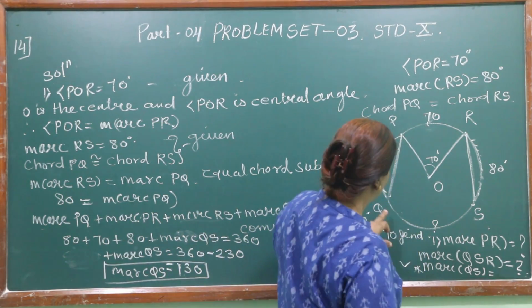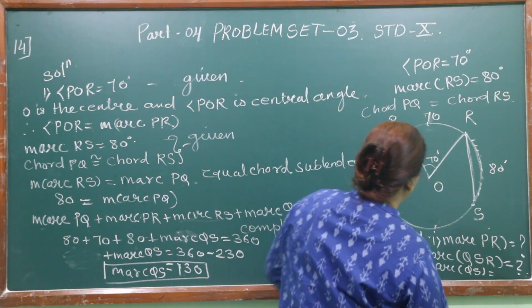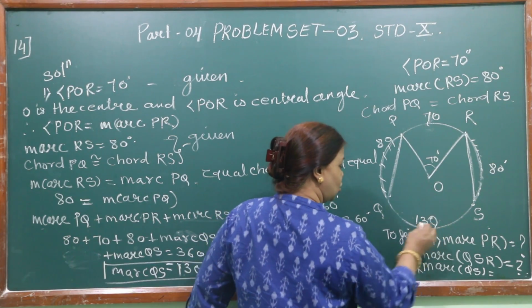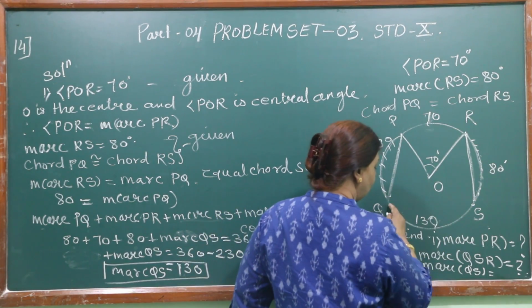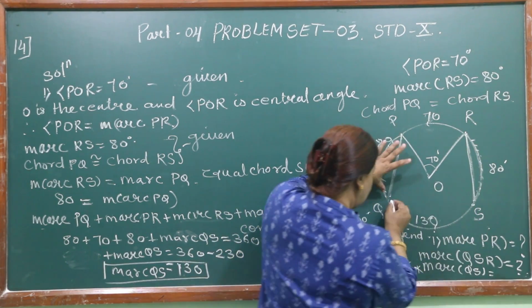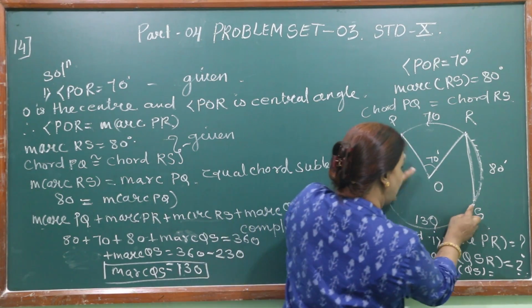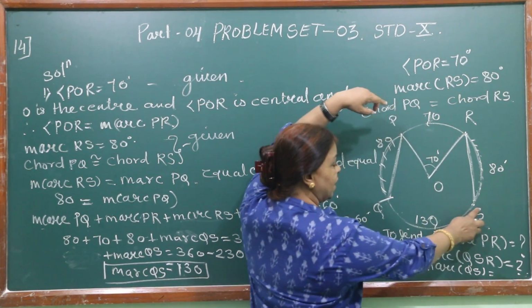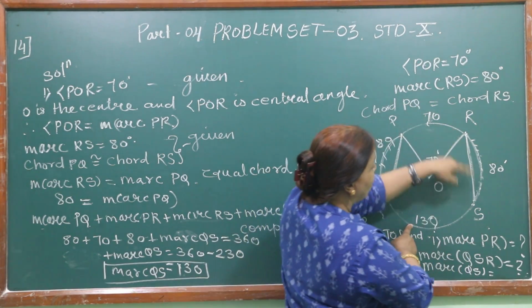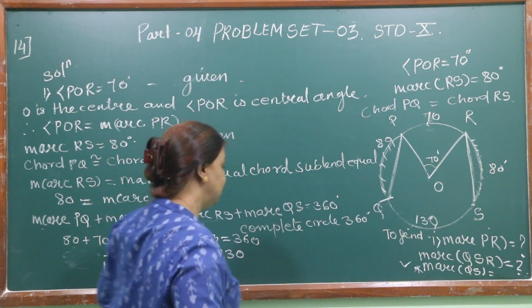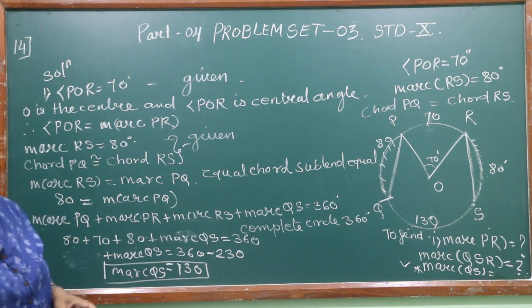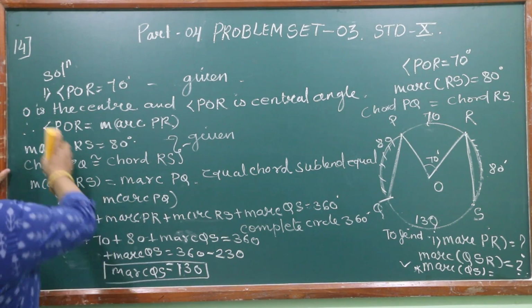Now we need to find out QSR. We got measure arc QS as 130. We want to find out QSR, children. See, it is starting from Q, S, R. We know QS is 130, we know RS is 80, so we can add them. So I am going to rub it from the top and we can do it.